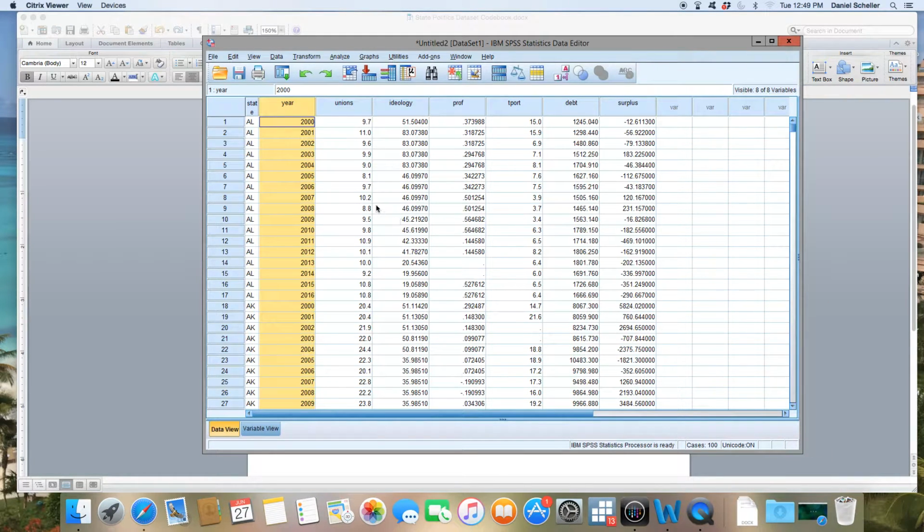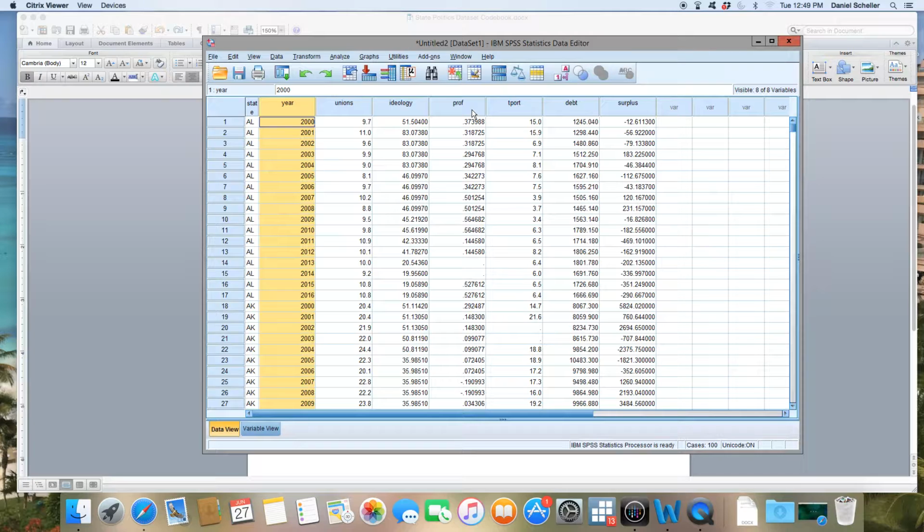In the dataset, it's organized by state year, so it's information on all 50 states for the particular years of 2000 to 2016. And the variables that are state specific are unions, or the percent of the workforce that's unionized, ideology, which is state government ideology on a score from 0 to 100, 0 being the most conservative state government, score of 100 being the most liberal.